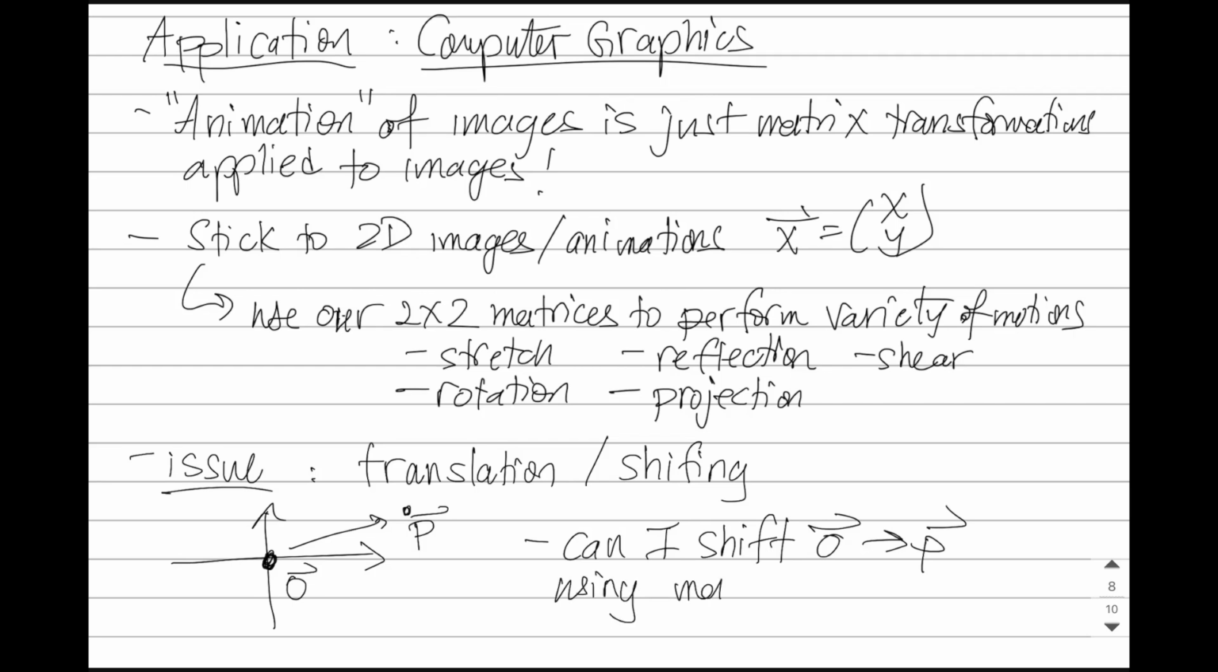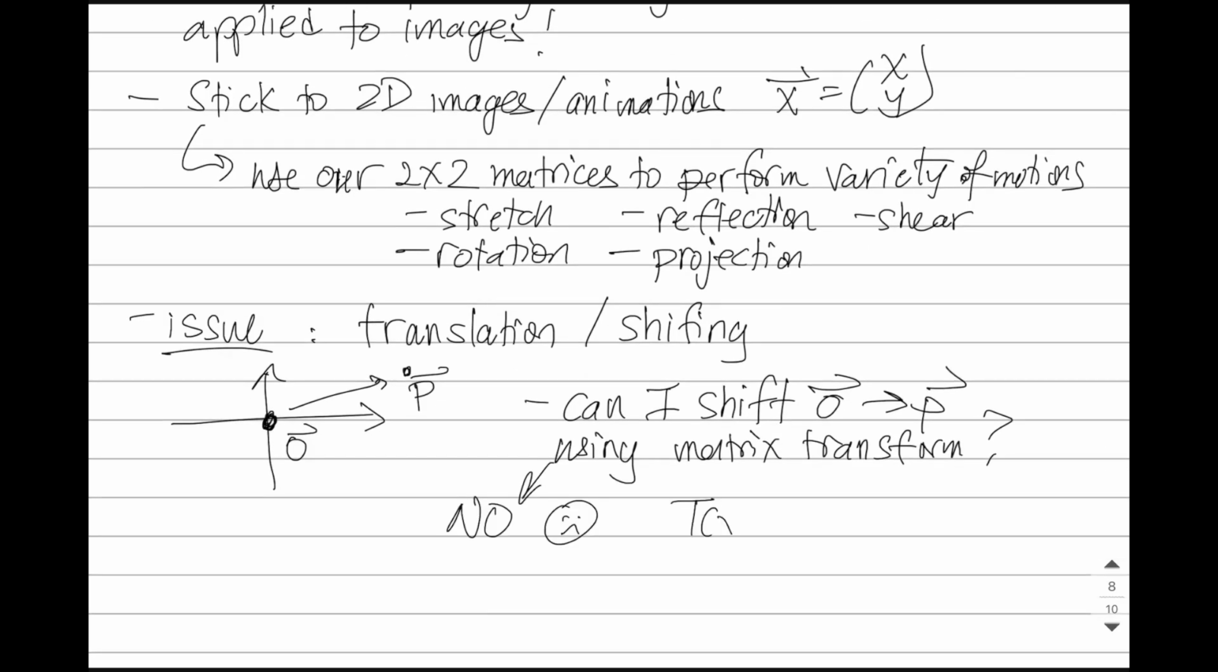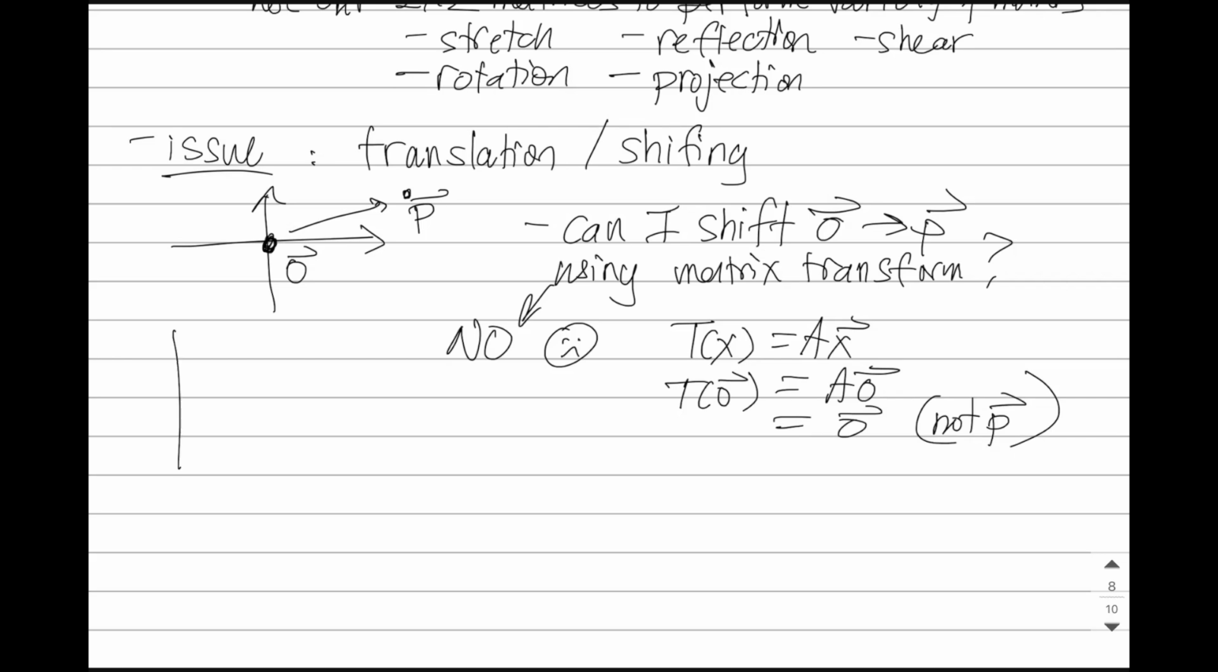Unfortunately, the answer is no, because if I take any transformation in this linear form and apply it to the zero vector, our origin, it will never result in anything but the zero vector. It will not give me some non-zero vector. If I want to do translation to shift an image to a different location, there's no way that I can do it using these 2D vectors and matrices.